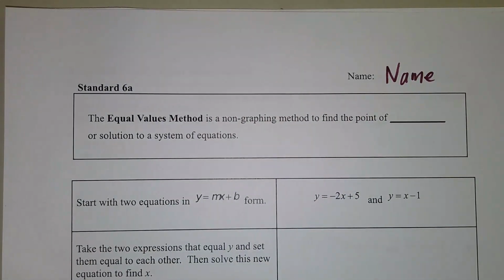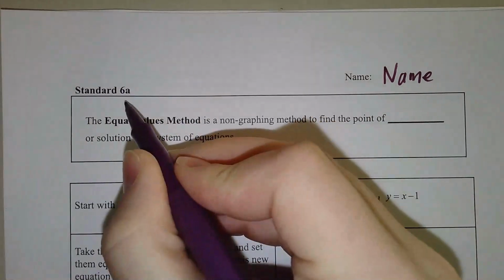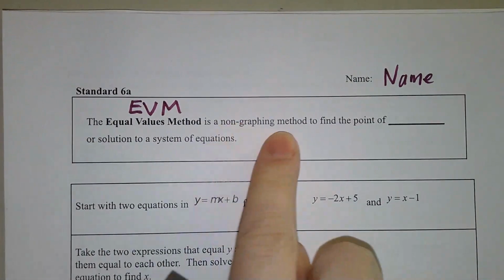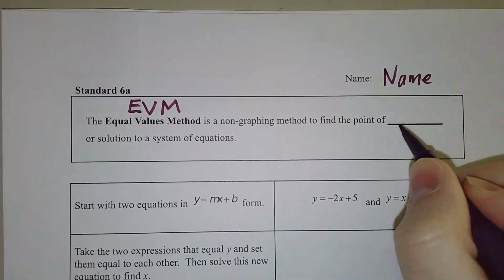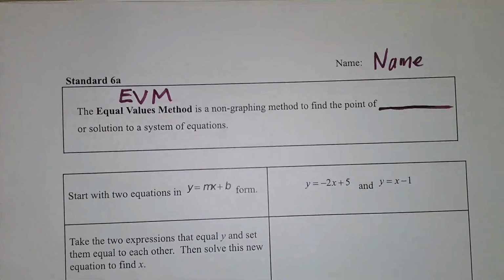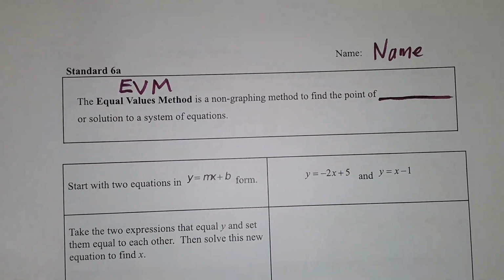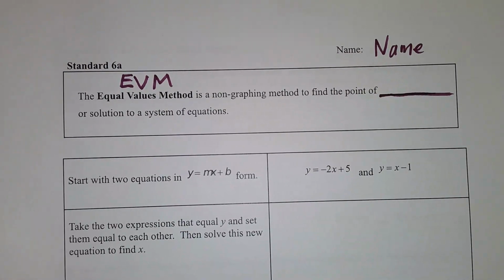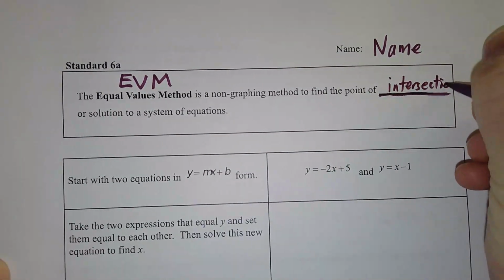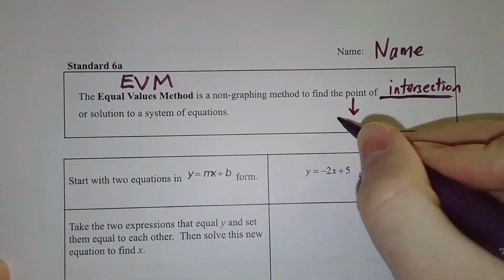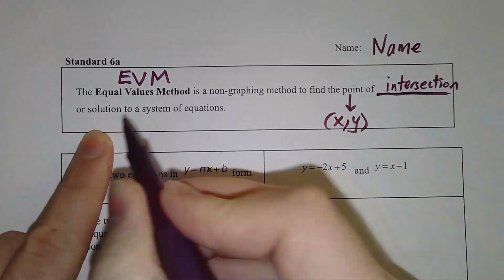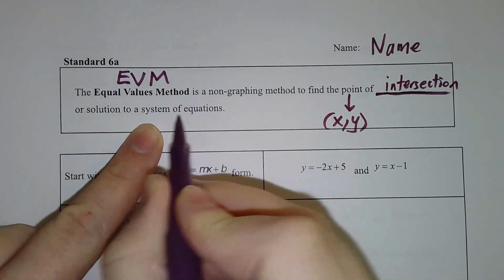We're going to be going over the equal values method, which we like to use for short, the EVM, which is a non-graphing method to find the point of what? Let's take our notes here so we can prepare for our quiz and upcoming tests. So the equal values method is a non-graphing method to find the point of intersection. And what do I mean when I say point? The point is going to be a coordinate x comma y. And that is a solution to a system of equations.